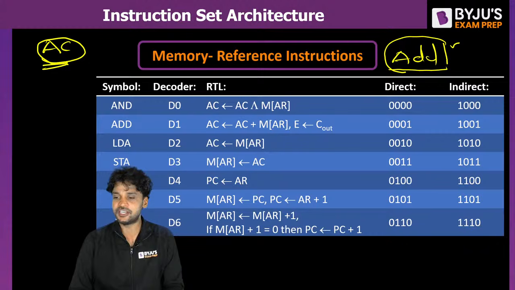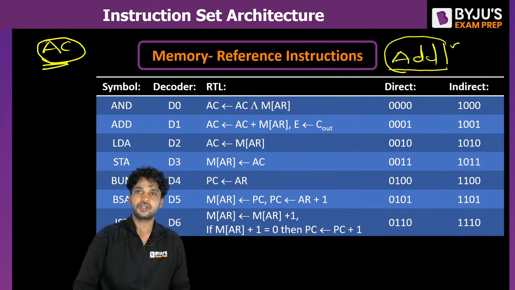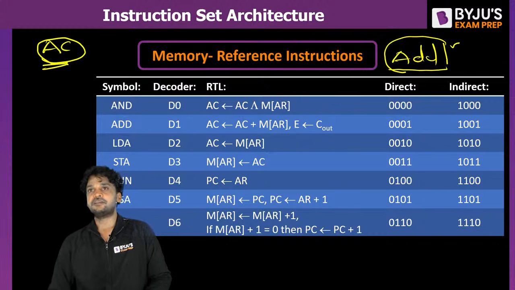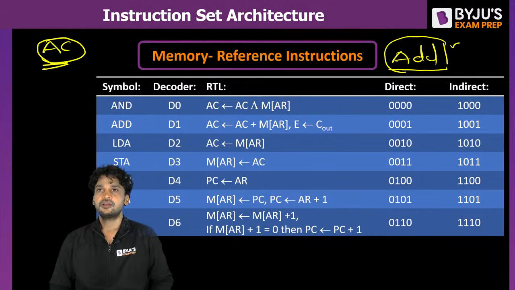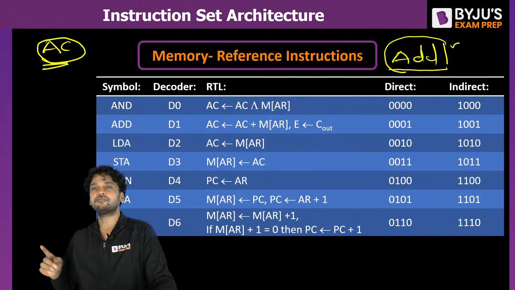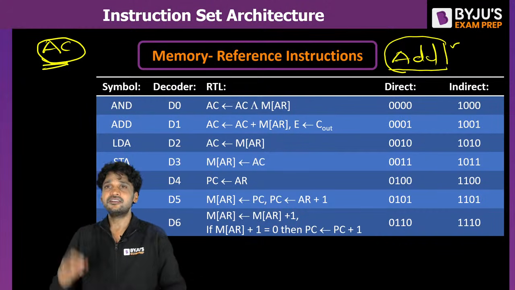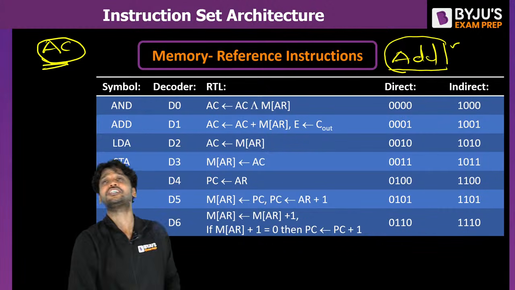There are 3 classifications: memory reference, register reference, and the IO instructions. Understand carefully. Memory reference means that for those instructions, operands are available within the main memory. Register reference means that for those instructions, operands are available within the processor's registers itself.